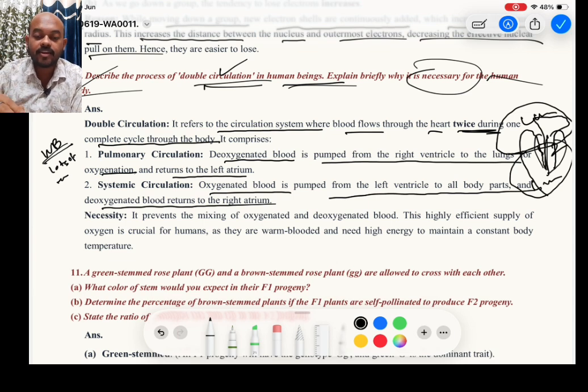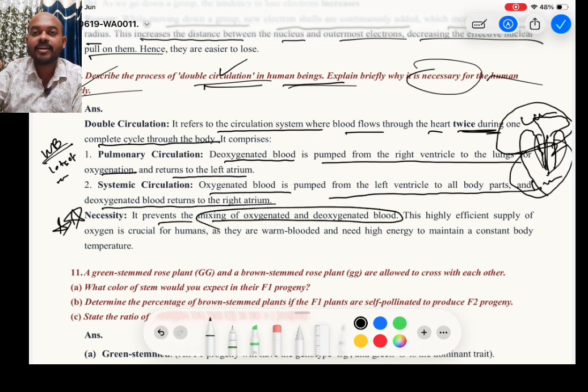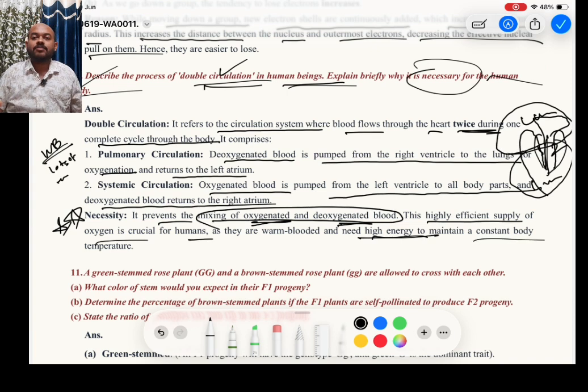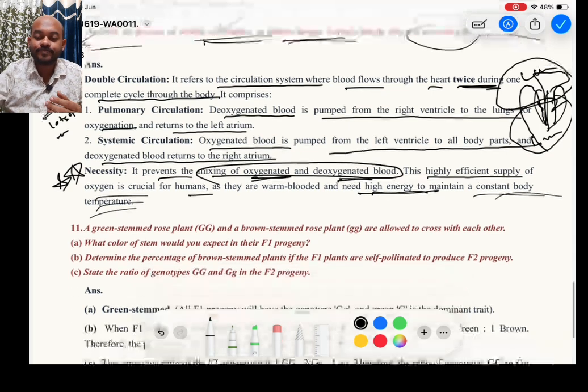So what is the necessity? Very, very important, this necessity. It prevents the mixing of oxygenated and deoxygenated blood. If both were mixing together, both would get mixed. So this is the prime necessity, that oxygenated blood and deoxygenated blood do not mix together. This is the necessity for double circulation. This highly efficient supply of oxygen is very important for humans to produce high energy to maintain a constant body temperature, as we are warm-blooded animals.